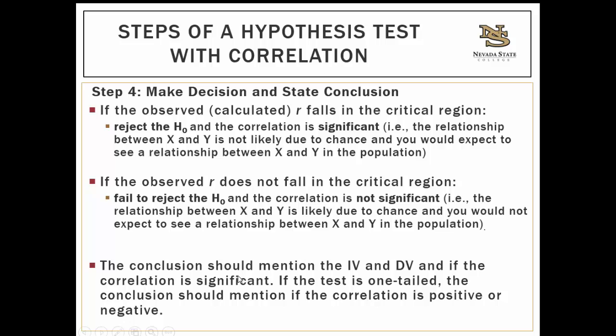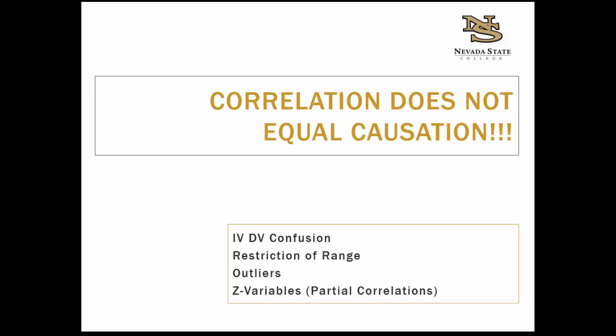Now, some guidelines for writing your conclusion in step 4, because you not only want to make your decision, reject the null or fail to reject the null, but you want to state your conclusion. Your conclusion should mention the independent variable and the dependent variable from your study, if the correlation is significant. And if the test is a one-tailed test, then you should mention that, for example, a significant positive relationship or a significant negative relationship, depending on the context of your study.